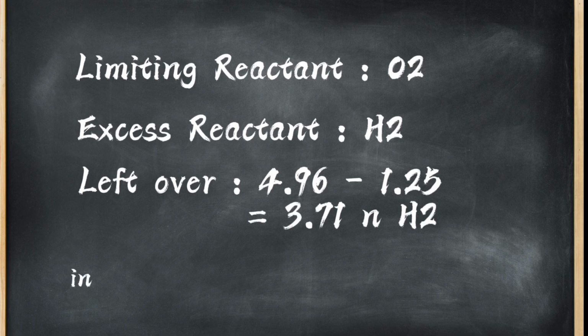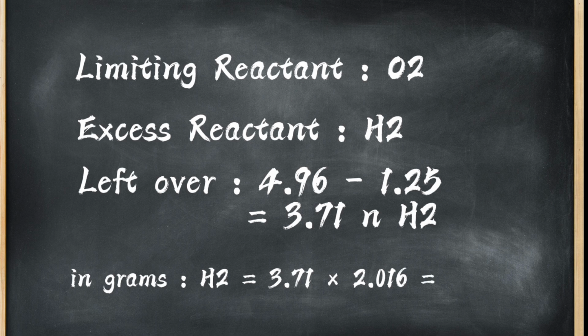And in grams, hydrogen equals 3.71 multiplied by 2.016, which is equal to 7.48 grams.